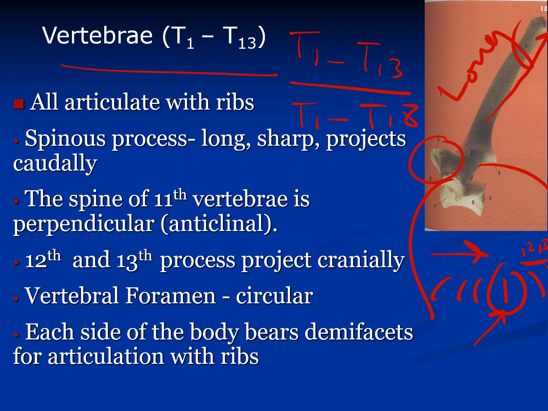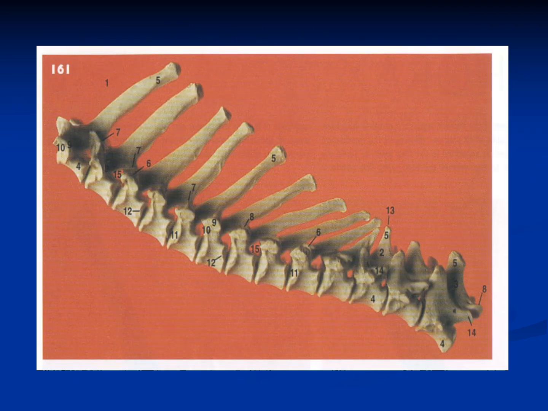This one we call the anticlinal vertebra because it doesn't incline either cranially or caudally. Usually the vertebral foramen is circular. On each side we have the demifacet, and this is very important for the articulation with the ribs. So this is the spinous process, this is the transverse process, and this is the body.